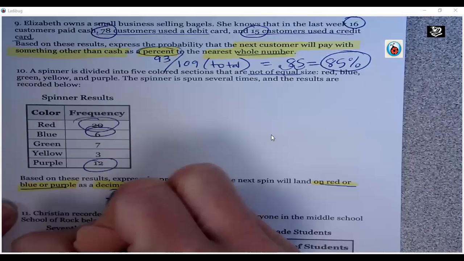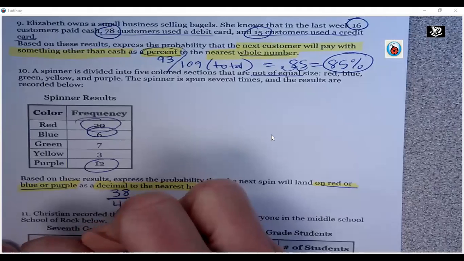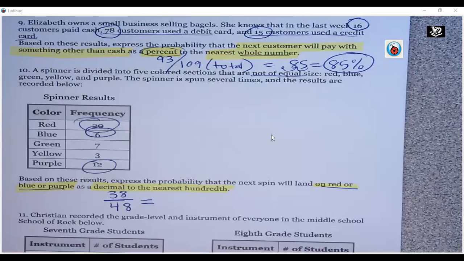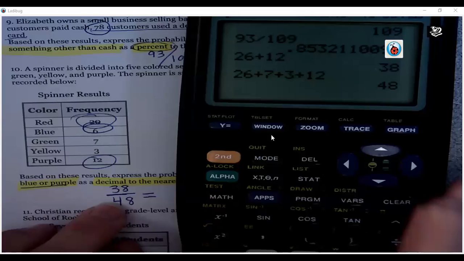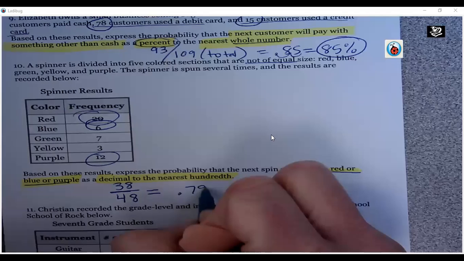And then Anna, what about my denominator? What do I need to do? You need to add up all the rest of the numbers. So you need to add up 26, 7, 3, and 12. Good. And remember, y'all can also use Desmos. It will also give you decimals and fractions. So this one, it wants to go to the nearest 100th. That's 2 decimal places, so 0.79. Okay.